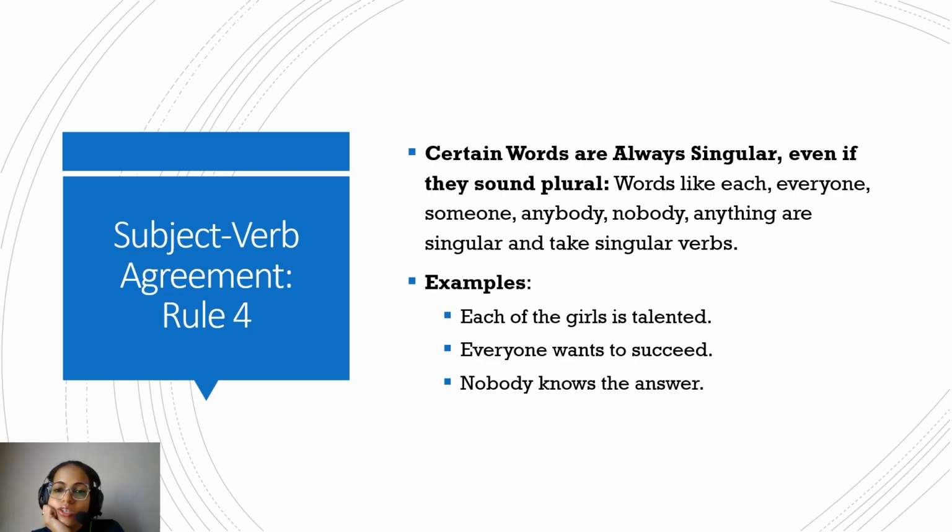Now, rule 4. Certain words are always singular, even if they sound plural. For example, each, everyone, someone, anybody, nobody, anything. These are all singular and they take a singular verb.